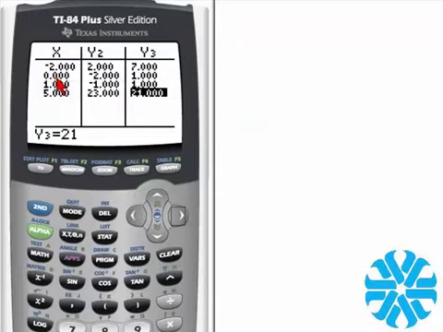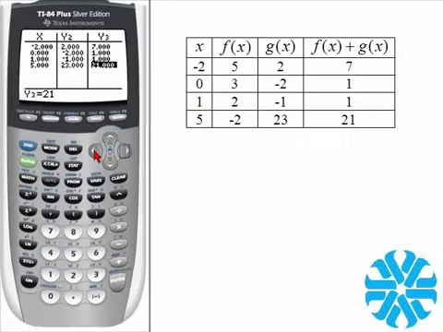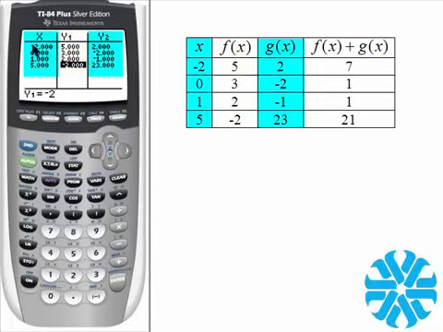So let's go ahead and graph this. Now you could plot these points, okay? So you could plot -2, 5, that's an ordered pair, 0, 3 is an ordered pair, 1, 2 is an ordered pair, and 5, -2 is an ordered pair. And the same for the other function, -2, 2, 0, -2, 1, -1, and 5, 23. Okay, for that particular function, which was g of x. And then you could plot the ordered pairs for y3, so it would be -2, and then we scroll over.